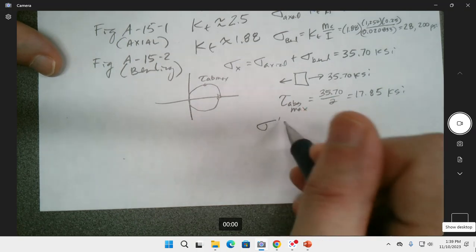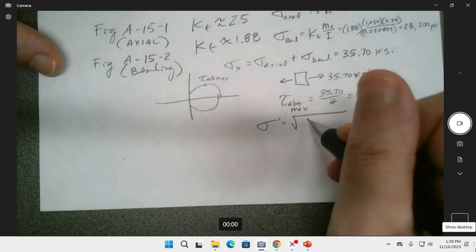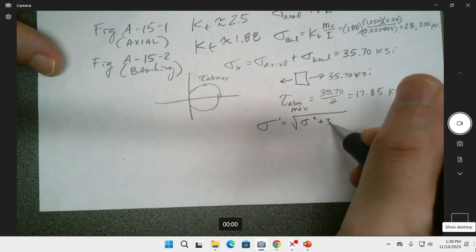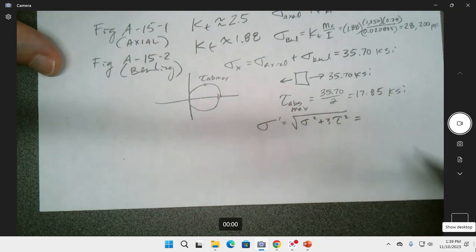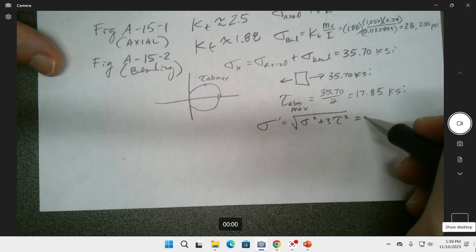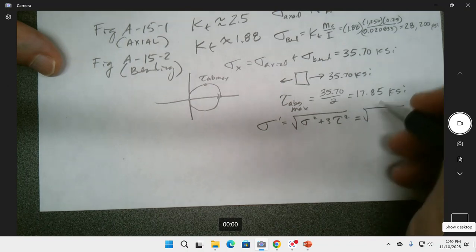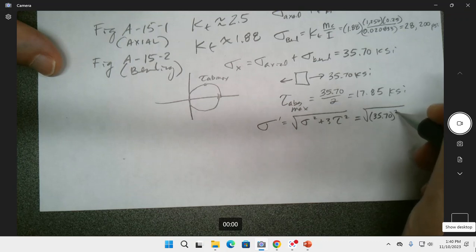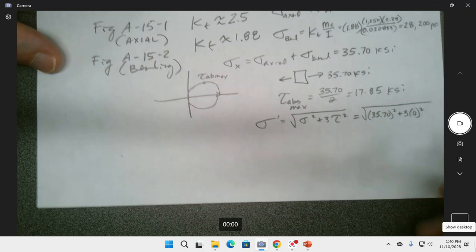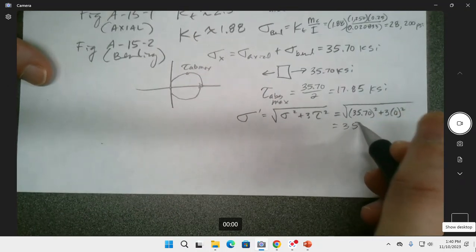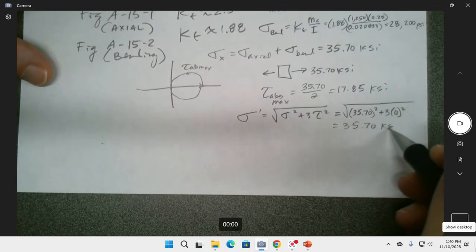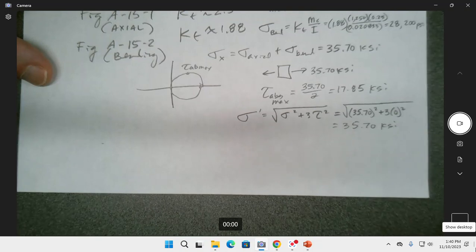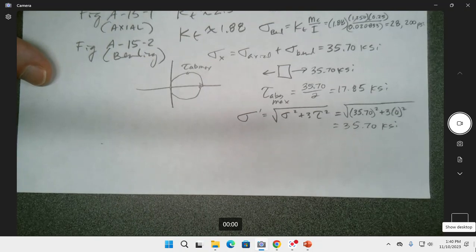Our von Mises is boring, right? And this is completely unnecessary to do, but it amuses me, so I'll do it anyway. 35.7 ksi, square it and just square root it. Kind of pointless. It checks out.